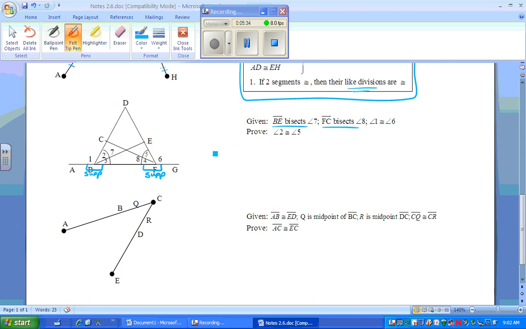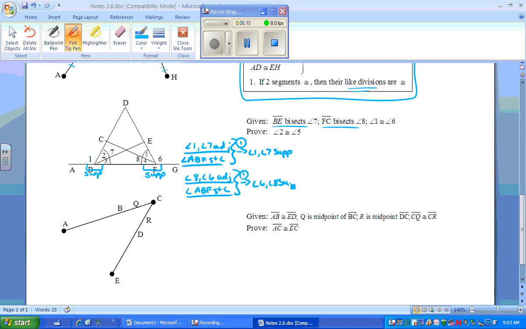We know that angle 1 and angle 7 are adjacent. And we know that angle ABF is a straight angle. That gives us reason 1, angle 1 and angle 7 are supplementary. We also know that angle 8 and angle 6 are adjacent and still forming ABF, which is a straight angle. Same reason as above. We have angle 6 and angle 8 are supplementary.